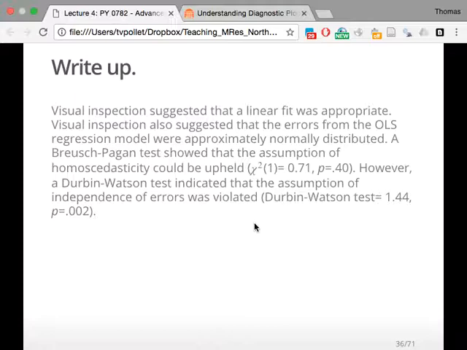Yeah. And then, however, a Durbin-Watson test indicated the assumption of independence of errors was violated. And then the Durbin-Watson test value and a p-value. So for some things there will be standard notation, but for Durbin-Watson, as far as I'm aware, there's no standard, so you just put Durbin-Watson. But if something is clearly a chi-square distribution or a z distribution, and it's a widely used test, then perhaps you can put chi-square or z or t. Yeah?